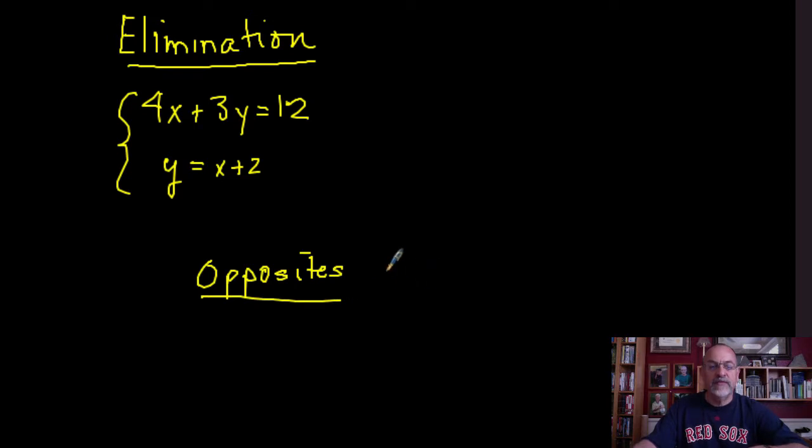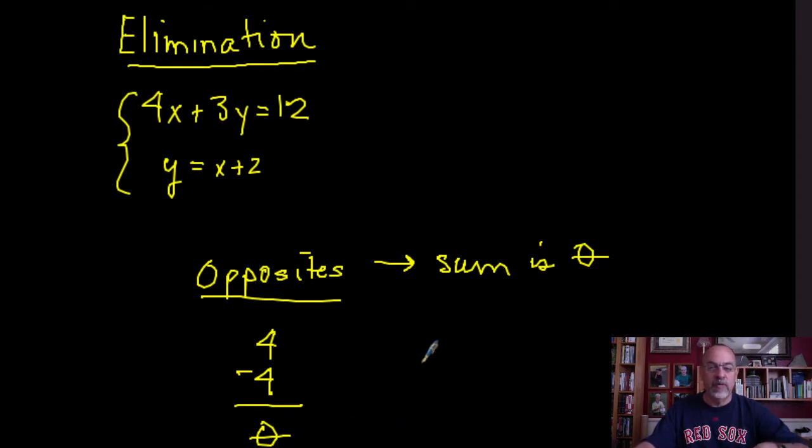Opposites or additive inverses simply say that when you add opposites together, the sum of those two numbers is 0. So if I take the number 4 and add to it its opposite or its additive inverse, that's going to equal 0. So 4 plus negative 4 is 0. If I extend this a little bit further to variables or like terms, if I have 4x and negative 4x, they are opposites, and that also equals 0. So we're going to use this fact that opposites add up to 0 in order to eliminate one of the two variables from the system, allowing me to determine the value of the remaining variable.